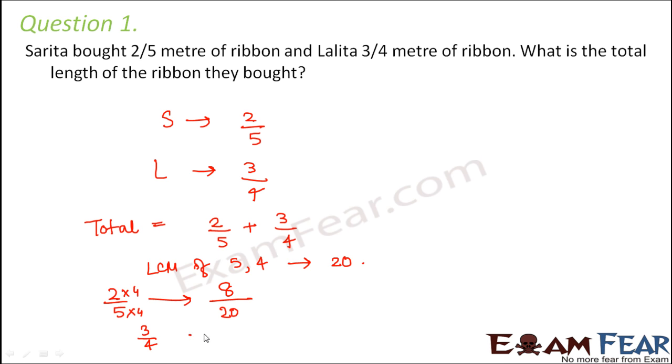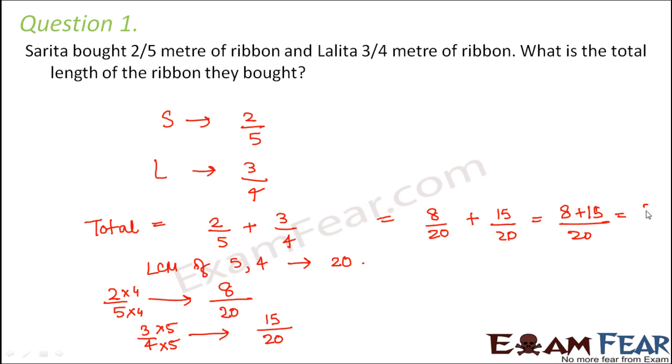Similarly, for 3 by 4 also, you need to convert it into a form with denominator 20. For that, you multiply it by 5. So, numerator also by 5. So, you get 15 by 20. Therefore, 2 by 5 can be written as 8 by 20. 3 by 4 can be written as 15 by 20. So, this becomes 8 plus 15 divided by 20, which is equal to 23 by 20. So, the total length of the ribbon would be 23 by 20 meters.